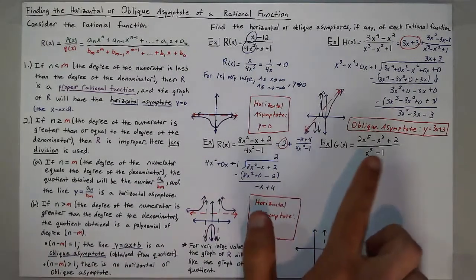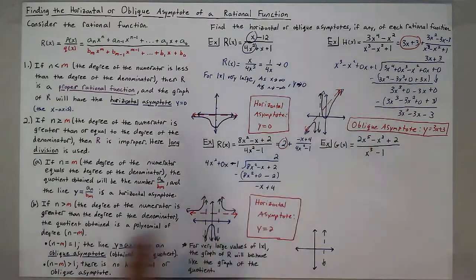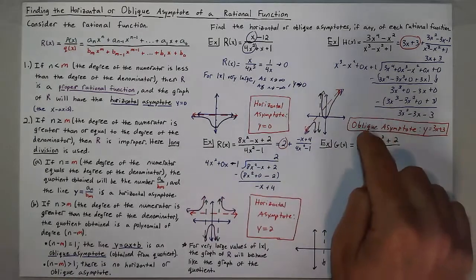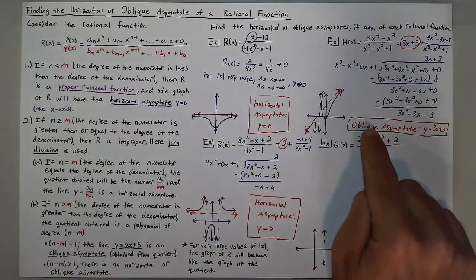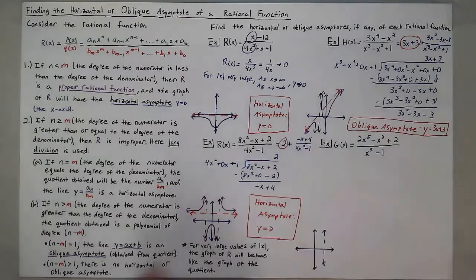Now, anything with a bigger difference than 1, there is no horizontal or oblique asymptote. But let's talk about what the division tells us about the graph and how it affects it. So here we can already tell, since the numerator has a degree 2 more than the denominator, there shouldn't be a horizontal or oblique asymptote. So there is no asymptote here. But let's show what that division actually tells us.